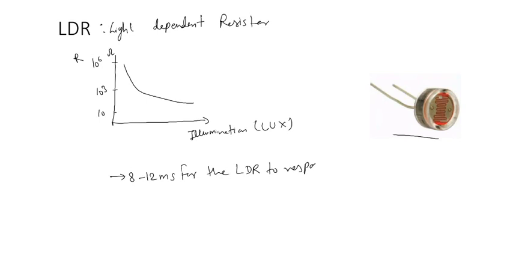So when you are programming, you have to keep in mind that the resistance value will not change immediately after incidenting the light. It takes 8 to 12 millisecond to change the resistance. And even when you are going from light to dark, it takes even seconds for the resistance to increase again. So you have to wait, and you need to program accordingly.